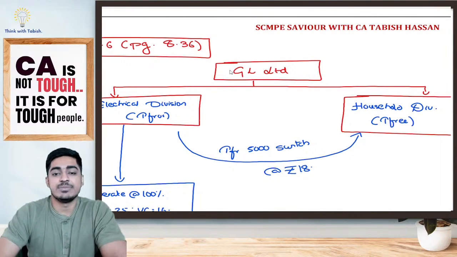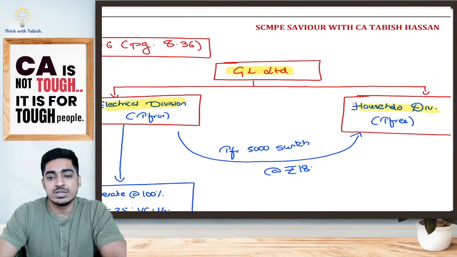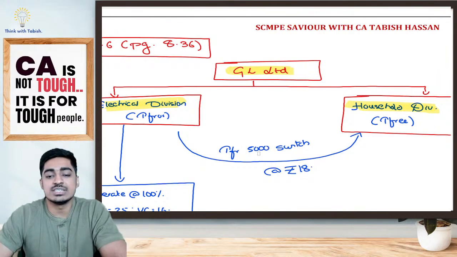Yes, we have GL Limited. Yes, 2 divisions. One is the electrical division, the other is the household division. What is the electrical-household division telling? Yes, please transfer 5,000 switches at 18 rupees.